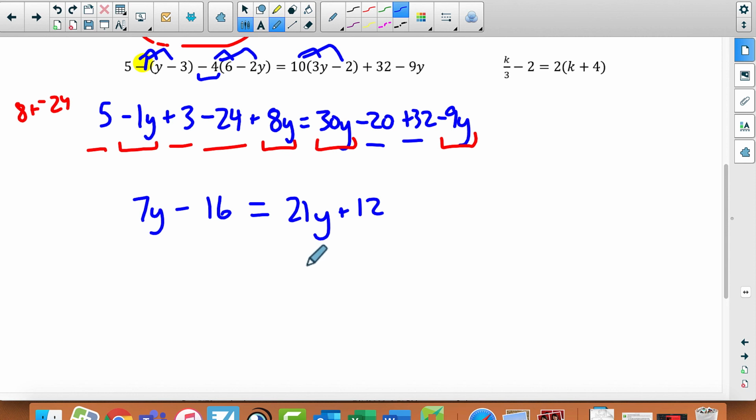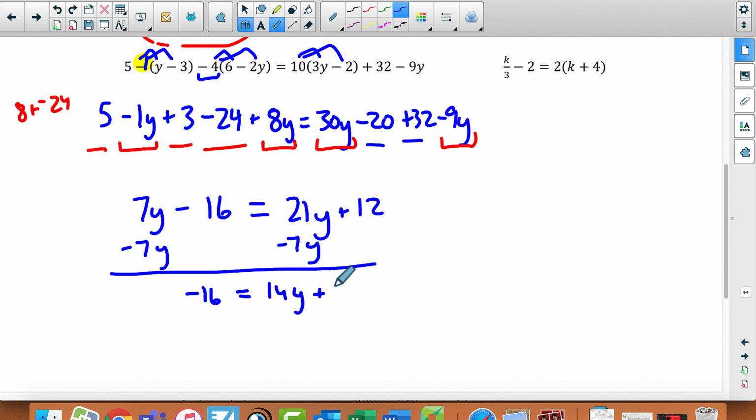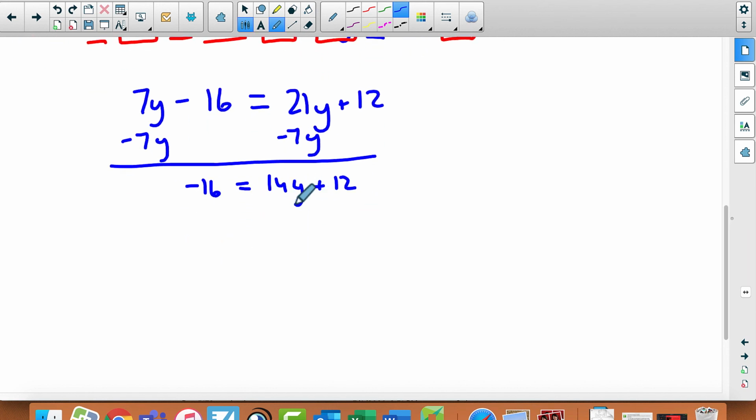Now we want to get our y's to one side. So you can either move 7 or 21. I like moving the smaller one, so I'm going to subtract 7y from both sides. That leaves us with negative 16 on this side. 21 take away 7 is 14, and these are y's of course, plus 12. Great, now we just need to look for an adding and subtracting step. Got to get this y isolated, right? So I'm going to subtract 12 from both sides.